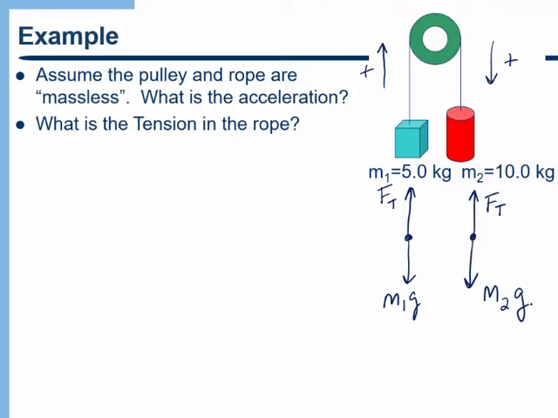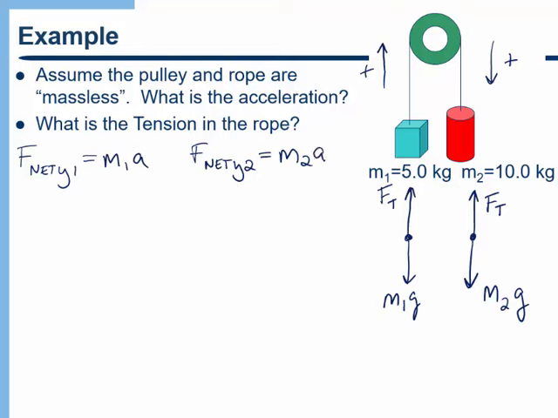The next step, we know we need to write down Newton's second law for each object, and in this case, only in the y direction. Obviously, there's nothing going on in the x direction. So the net force in the y direction on object 1 is equal to m1a, and the net force in the y direction on object 2 is equal to m2a.